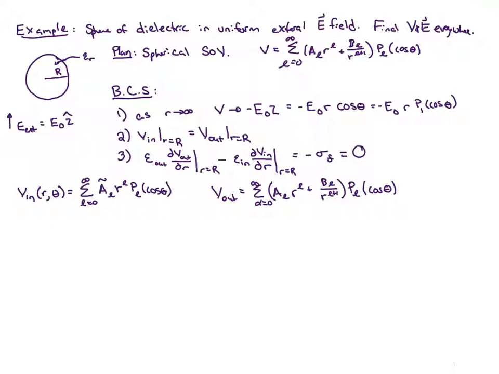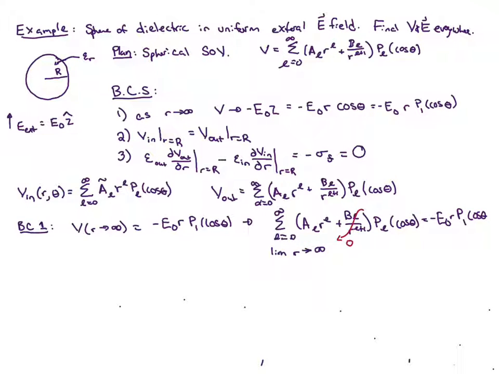Now for inside, I've given the A of L's tildes just to denote that they're separate A of L's from outside, because outside we still have our entire generic spherical separation of variables solution, right? So we have some separate function for the potential inside and some separate function for the potential outside, and once we figure out what all these A of L tildes are and all the A of L's and all the B of L's, we will solve this problem. Okay, so that's our goal, to apply our boundary conditions and figure out all the constants here.